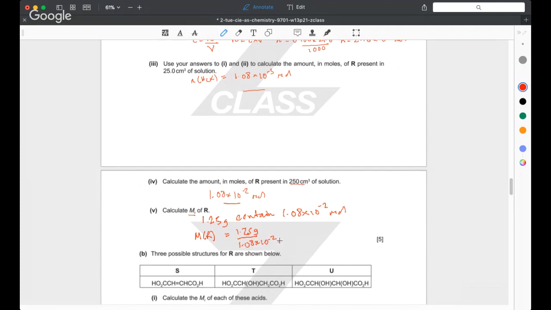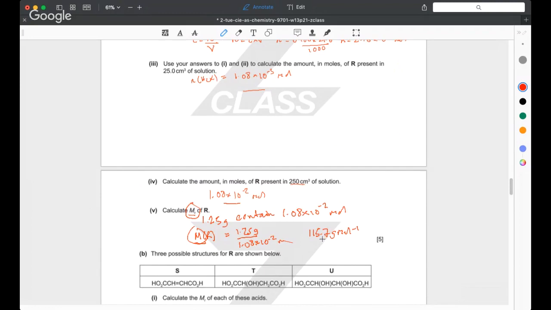And then we're going to end up, aren't we, with a unit of grams per mole, which is the correct unit for molar mass. And when you do that, you end up with a value of 115.7 grams per mole for the molar mass. But they're asking here, aren't they, for the relative molecular mass. And a relative number has no units. And the relative molecular mass is just the same numerical number as the molar mass, but without units.